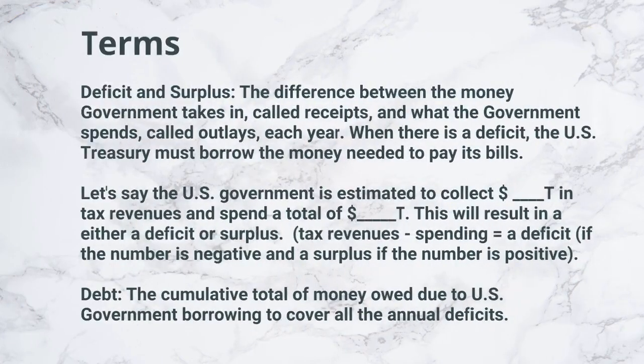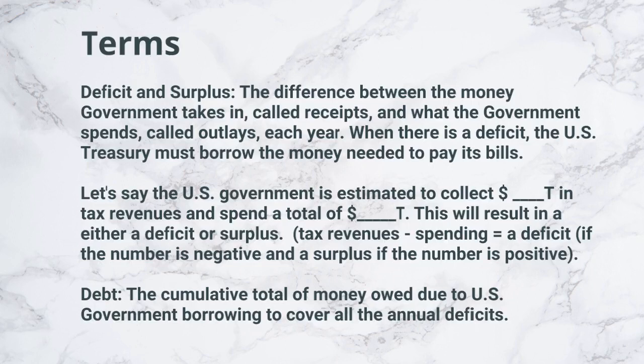Let's go over a few commonly heard terms. Deficit and surplus. The difference between the money the government takes in, called receipts, and what the government spends, called outlays, each year. When there is a deficit, the U.S. Treasury must borrow the money needed to pay its bills. Let's say the U.S. government is estimated to collect blank $1 trillion in tax revenues and spend a total of blank $1 trillion. This will result in either a deficit or surplus. Tax revenues minus spending equal a deficit if the number is negative, and a surplus if the number is positive.